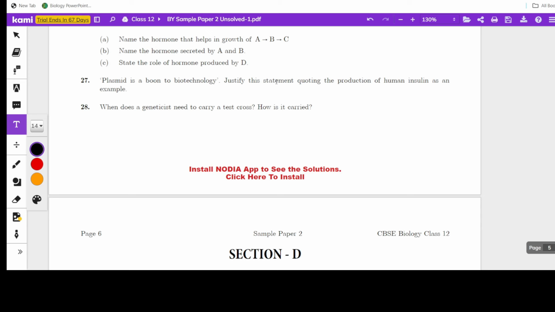Now, when does a geneticist need to carry out a test cross? How is it carried out? This will not be happening in your board paper. Actually, the test cross has been asked twice. Anyway, let's see. There was a question here earlier regarding the test cross, and again it is asked. So it will not happen in your board paper. But let's see how a test cross helps a geneticist.